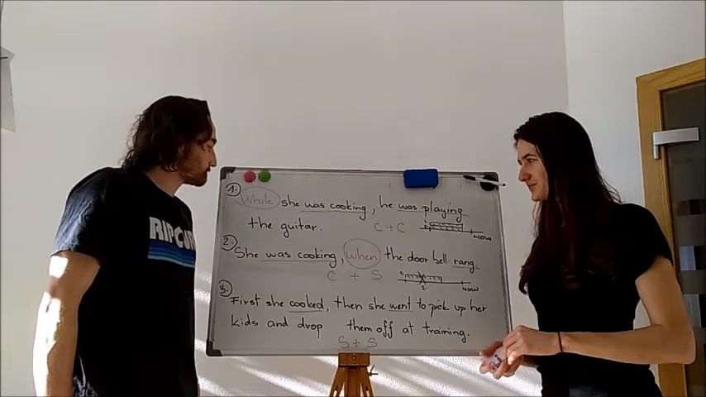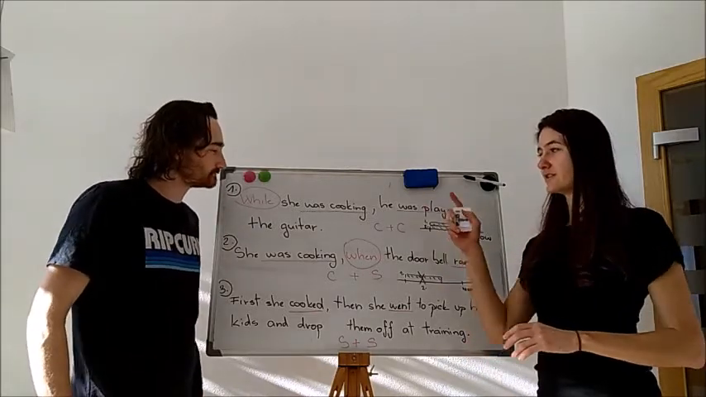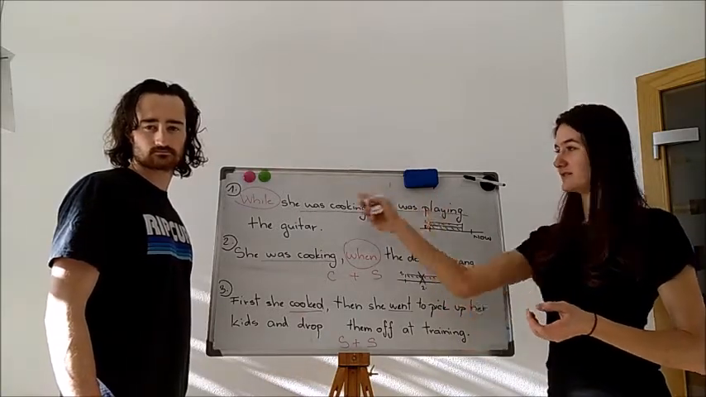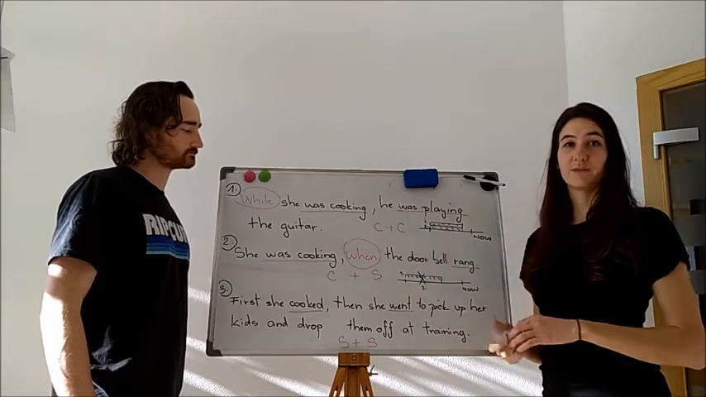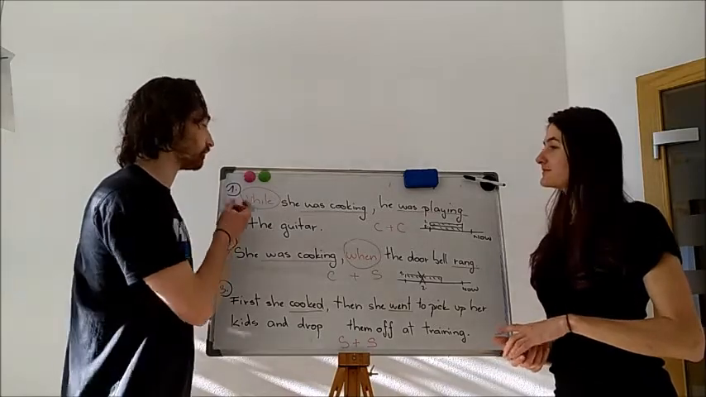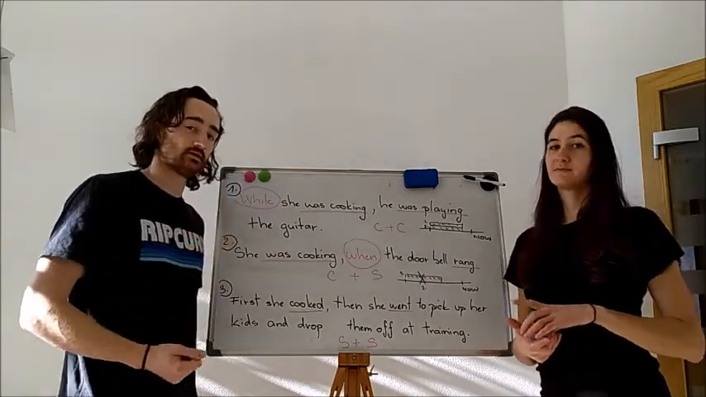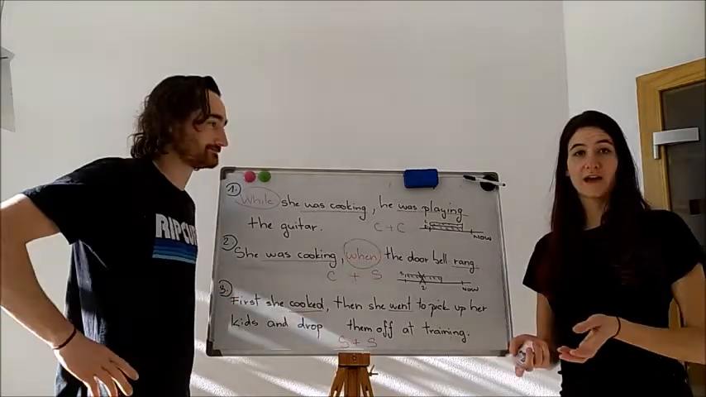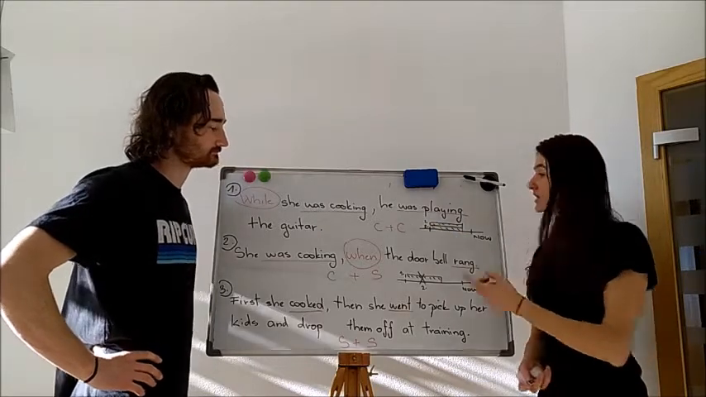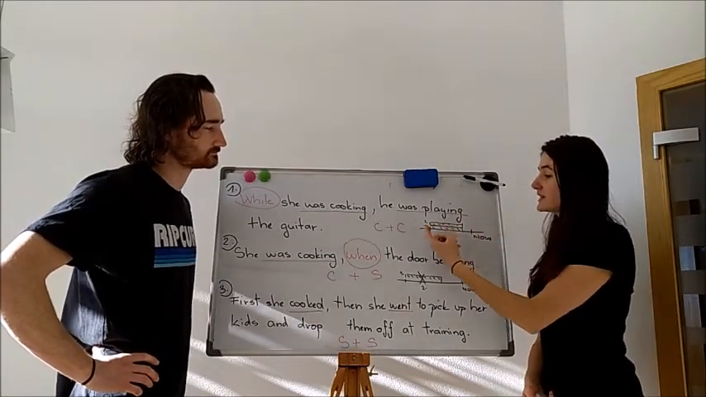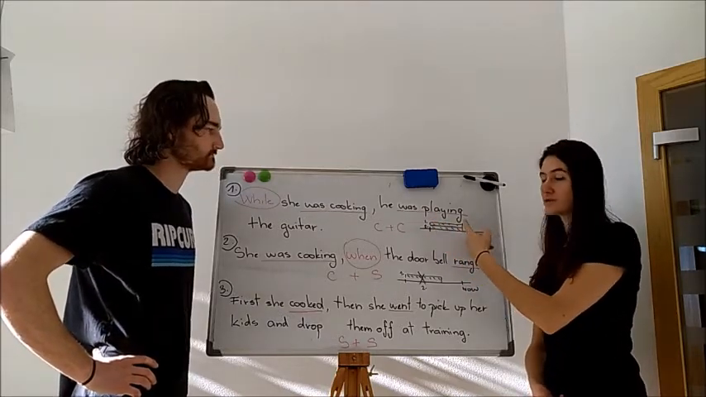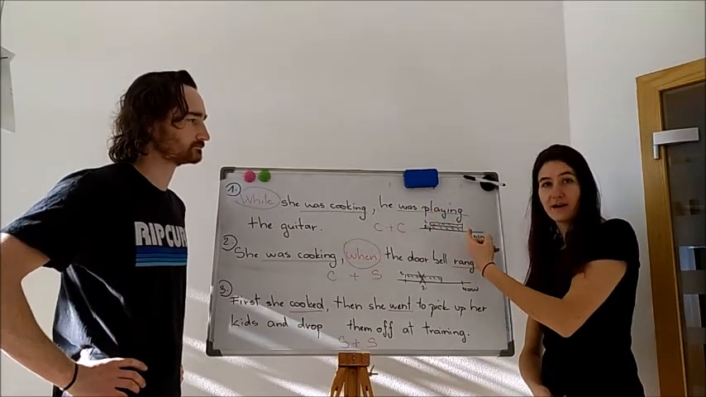Perfect! So, now we'll have a look at the example of using the past continuous and past simple in different ways. So we will go through it with you. Yeah? Paddy, what's the first example, please? So the first example is, while she was cooking, he was playing the guitar. Okay? So there were two activities that were happening at the same time. So she was cooking and he was playing the guitar at the same time.